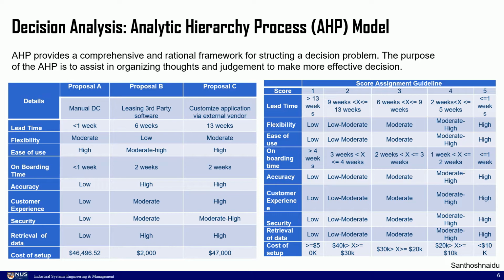The final one is retrieval of data. It refers to how easily the data can be retrieved from a stack of data. Proposal A is considered low. There is a need to travel to the extra space and manually search for the DC. However, for proposals B and C, we can add such a function and a filter can also be used in the application. That function can be added. We can conclude that proposals B and C have better retrieval of data.